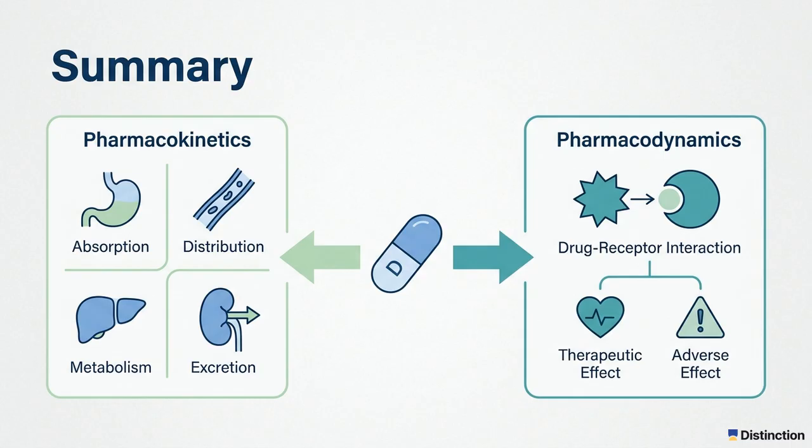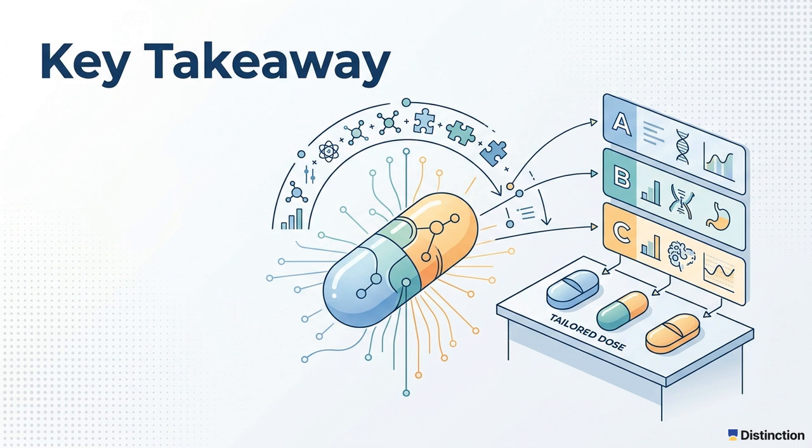To sum up, the basic principles of drug action encompass both pharmacokinetics and pharmacodynamics. By understanding these processes, we can better predict and optimize the therapeutic effects of medications, ensuring safer and more effective treatment for patients. Remember, the key to effective drug therapy lies in understanding how drugs interact with the body and how individual factors can influence these interactions. This knowledge allows us to tailor treatments to each patient's unique needs, ensuring the best possible outcomes.